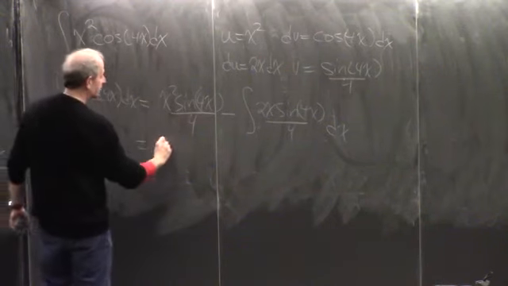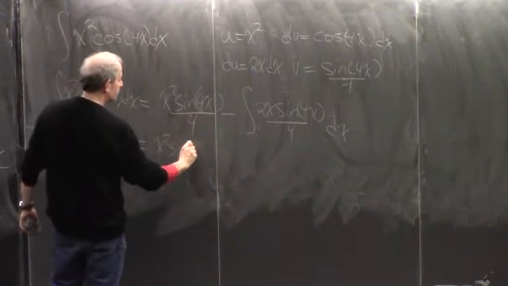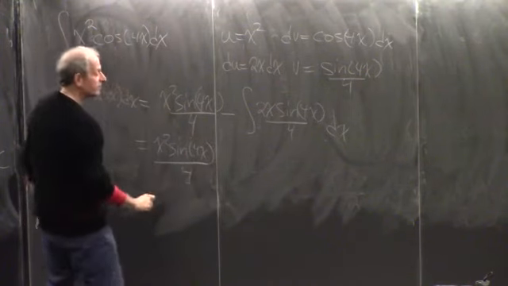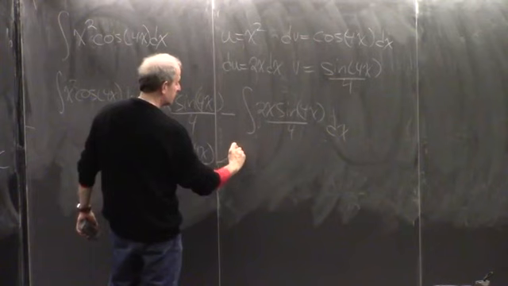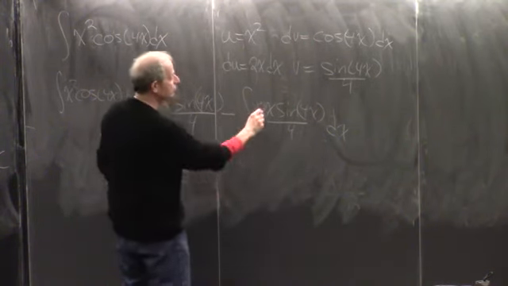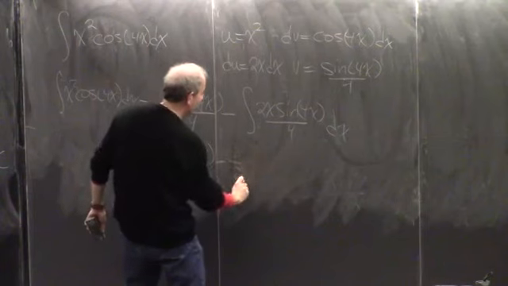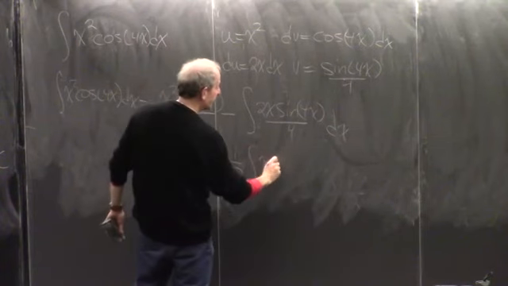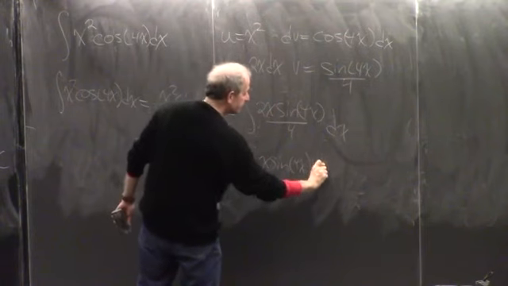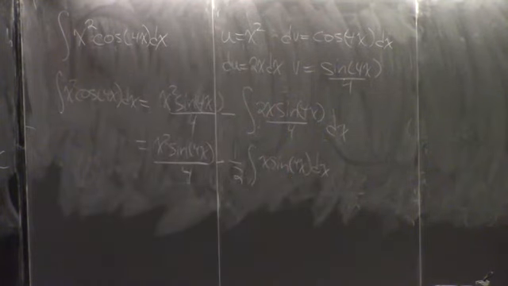So I get x squared sine of 4x over 4 minus, 2 over 4 is a half, so I'll take that out, minus a half, integral of x sine 4x dx. So I've improved my integration by parts by going from x squared to x. So now I just do it again.